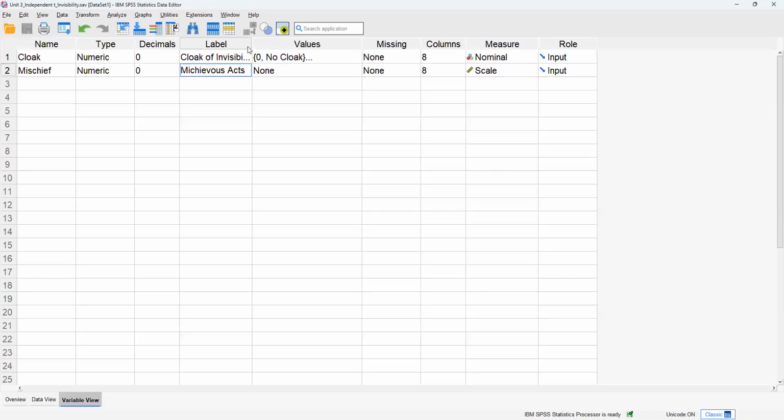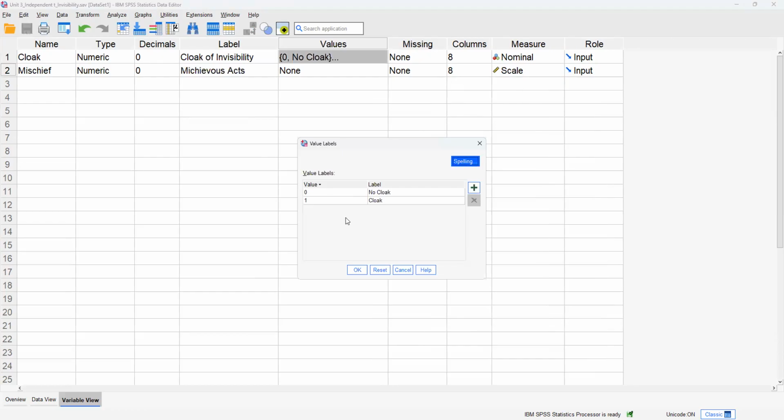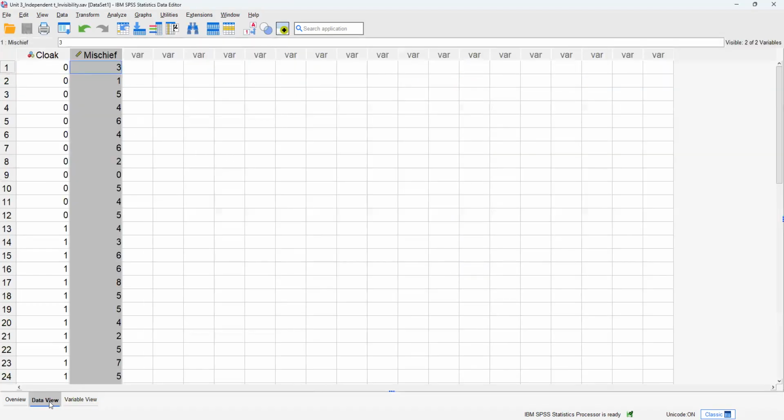Mischief is the count of mischievous acts. So you might make a hypothesis that a person would be more apt to commit mischievous acts if they're wearing the cloak. But that's what we're going to test. So that's our data set: 24 observations, and our first step is to assess the assumption of normality and take a look at our data.